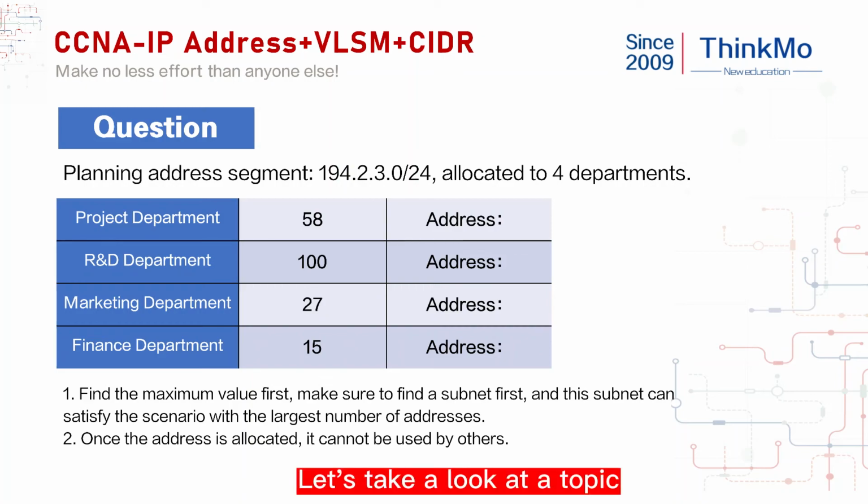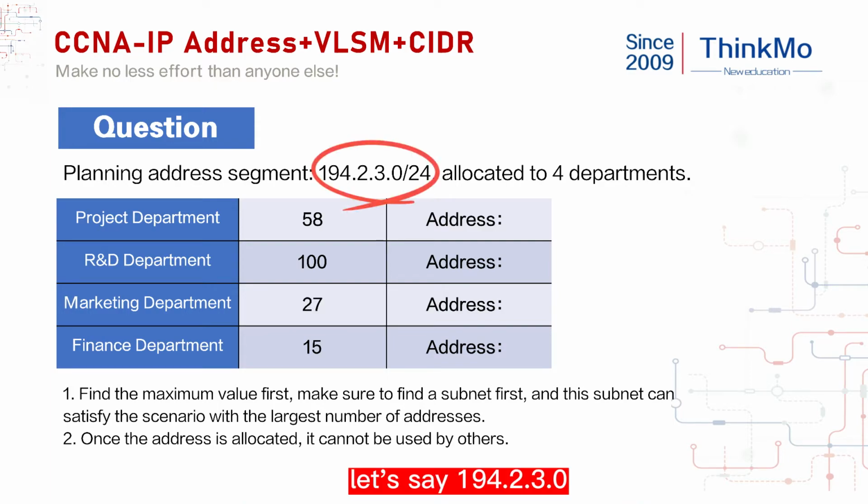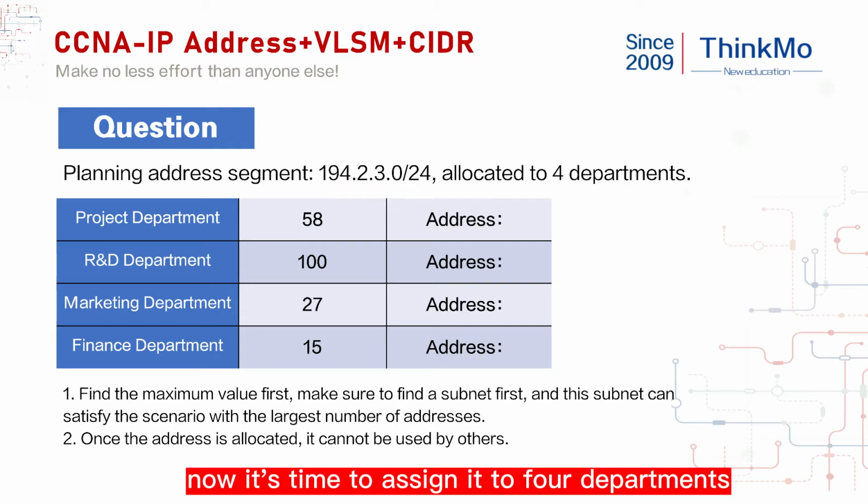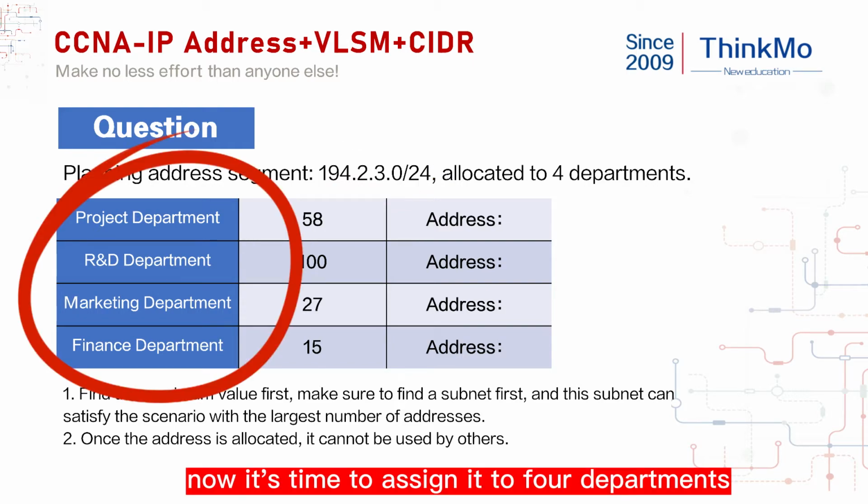Let's take a look at a topic. For example, in this network, I got an admin address. That is, an address segment is given. Address range, let's say 194.2.3.0, such a network segment with a 24-bit mask. Now it's time to assign it to 4 departments.